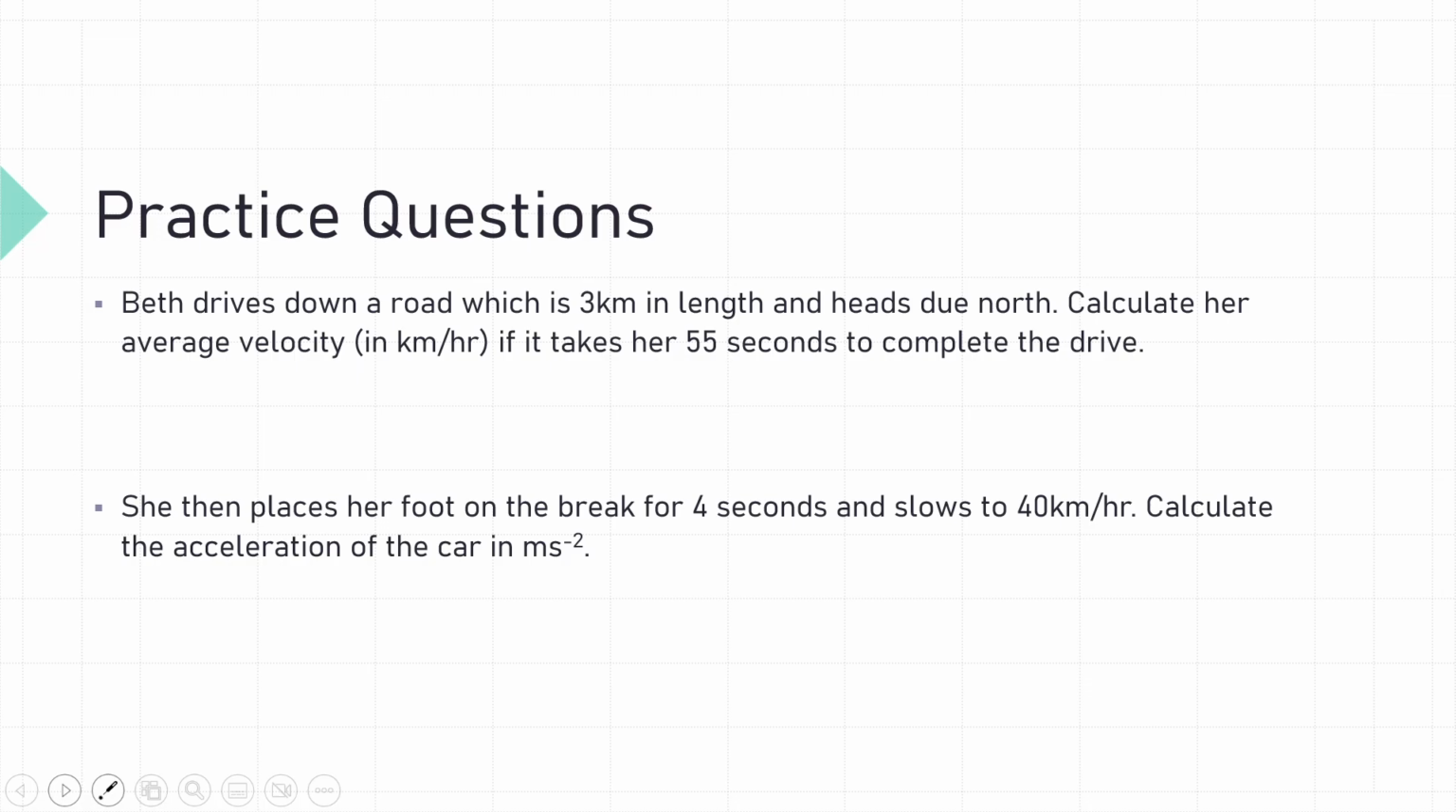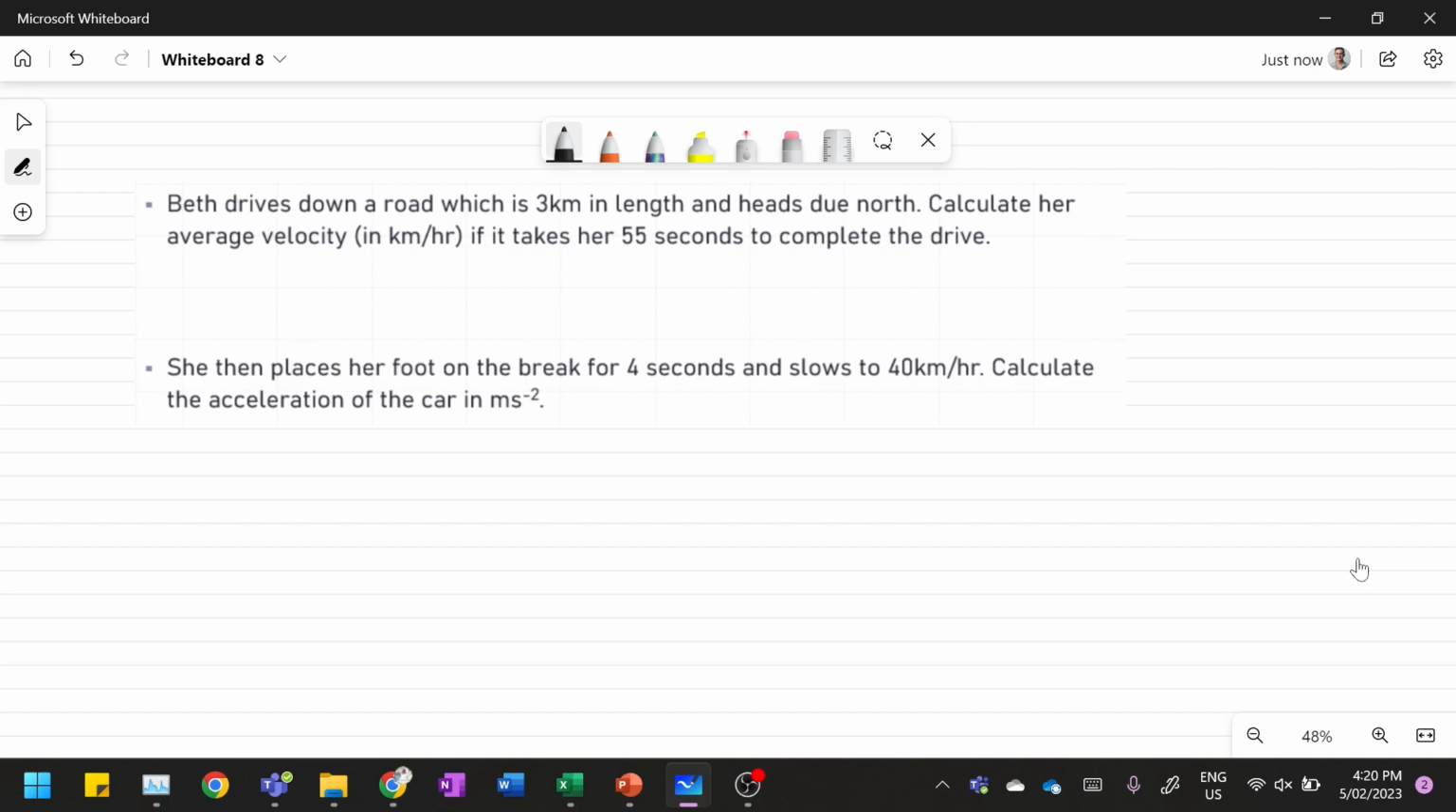I have two practice questions to quickly go through as some demonstrations, one to show how to calculate average velocity, the other one to calculate acceleration. While I'm doing this, I'm going to be demonstrating a lot of the key steps that you need to do when undertaking a calculation to model what that process looks like. So in our practice questions today, we're looking at Beth, who's driving down a road which is 3 kilometers in length and heading due north. We're being asked to calculate her average velocity in kilometers per hour if it takes her 55 seconds to complete the drive. Following up with that, we're then looking at a deceleration process, a slowing down. She places her foot on the brake for 4 seconds and slows down to 40 kilometers per hour, being asked to calculate the acceleration of the car in meters per second.